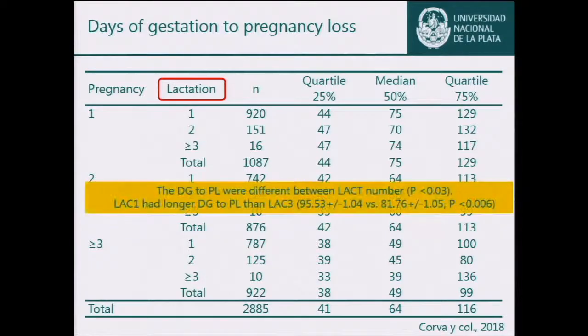So, for example, the days of gestation to the pregnancy loss were different with lactation number. The lactation 1 had longer days of gestation to the loss, 95, compared, for example, to the third lactation that was 81. So there was about 2 weeks difference between lactation 1 and lactation 3 and plus in terms of when the pregnancy loss happened. For the ones that were lactation 1, the pregnancy loss occurred farther along in gestation compared to the third and plus lactation.